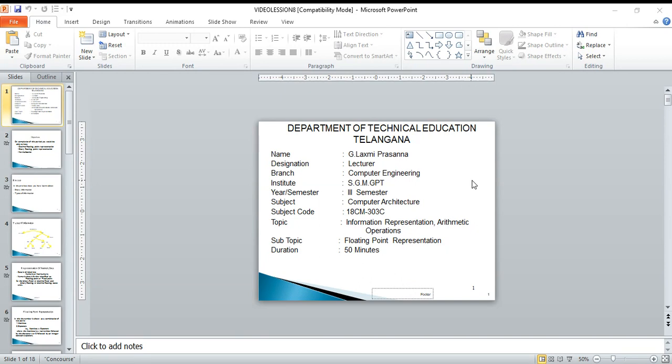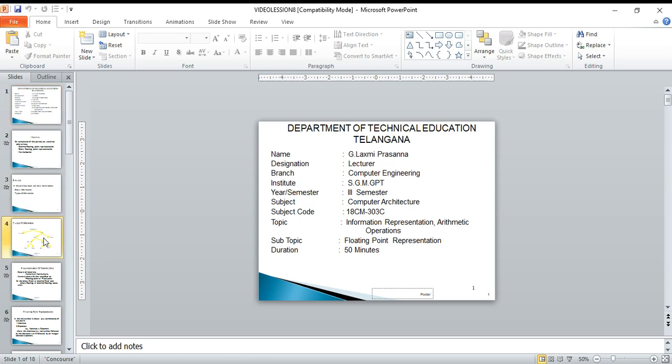Today I am going to teach about floating point representation. In the last classes, we already discussed what is meant by fixed point representation. Here, before going to floating point representation, we have to revise what fixed point representation is.